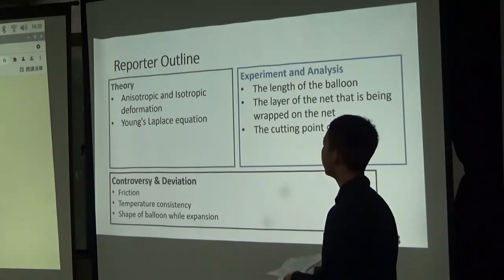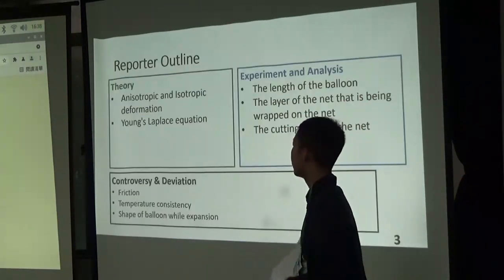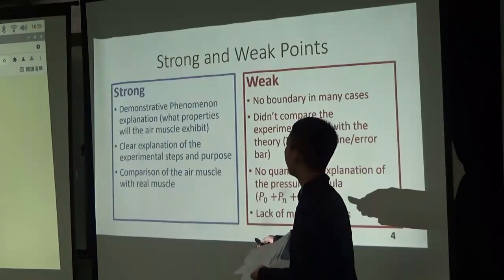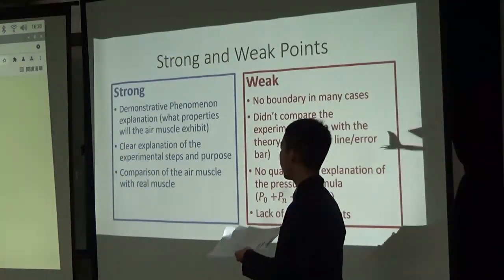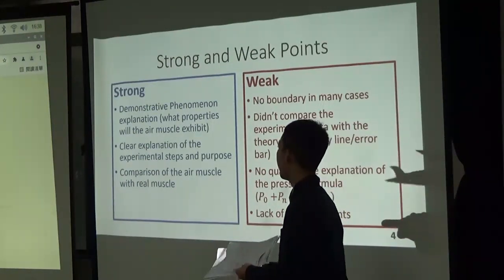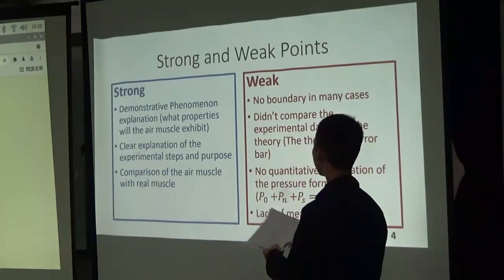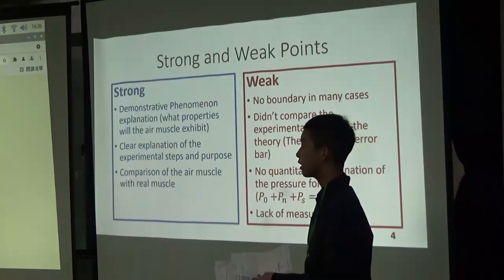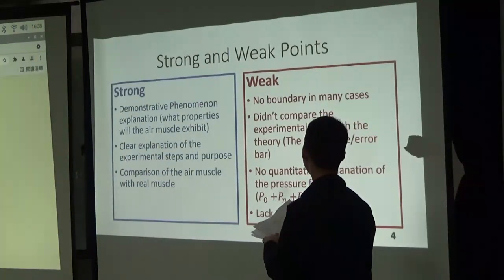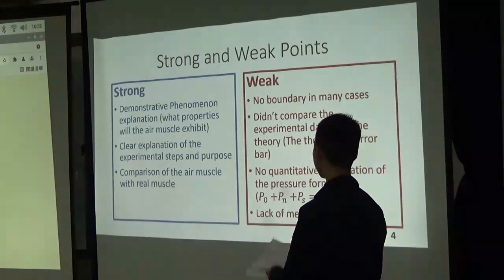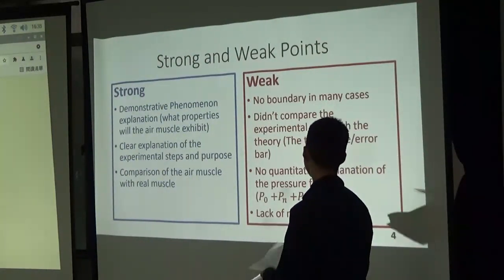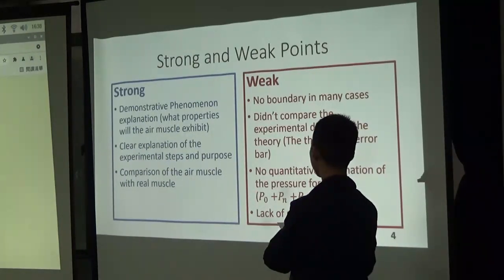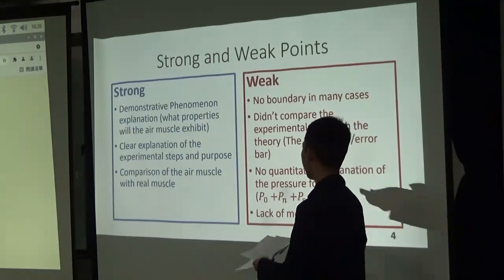This is the strong and weak point. He had demonstrated the phenomenon, and he also had a clear explanation of the causes and steps. However, he doesn't provide a boundary and doesn't compare his experiment data with the theory, which he doesn't have a theory line, and he doesn't provide a quantitative explanation of the pressure formula, and he did not measure the pressure.